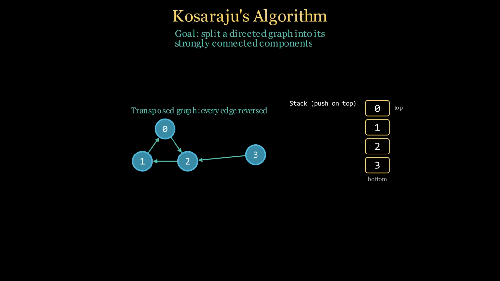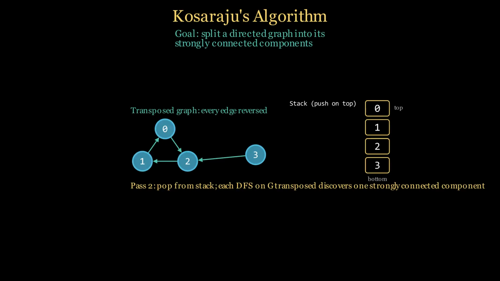Now build the transposed graph. Every arrow is flipped. An edge from A to B in G becomes an edge from B to A here. Pass 2, repeatedly pop from the top of the stack. Each time you pop an unvisited vertex, start a new depth-first search on the transposed graph. Everything reached in that search is one strongly connected component.